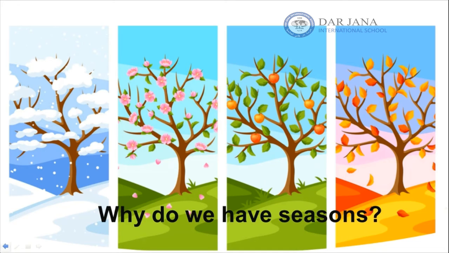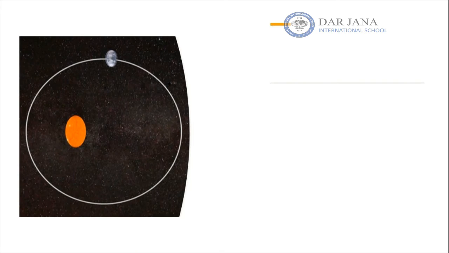We have day and night simply because of Earth rotation, and we need 24 hours or 1 day to complete one full turn around its axis, which is the imaginary line. Now, this picture is showing the sun, and it's showing a circle which the Earth is following. We call it the orbit. So the Earth is orbiting around the sun.